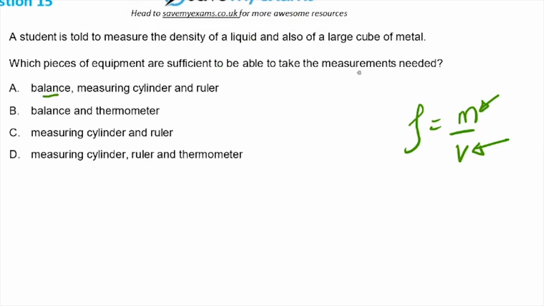We need a balance. Yes, the balance will help us to find the mass. The measuring cylinder will help us to find the volume. And the ruler also can help us to find the volume. Yeah, the ruler helps us to measure the volume of the large cube of metal. We have liquid and also large cube of metal. So the measuring cylinder helps us to measure the volume of the liquid, and then the ruler can help us to measure the volume of the large cube of metal. And of course, the balance helps us to find the mass of both these two. Our answer here is A, right there.